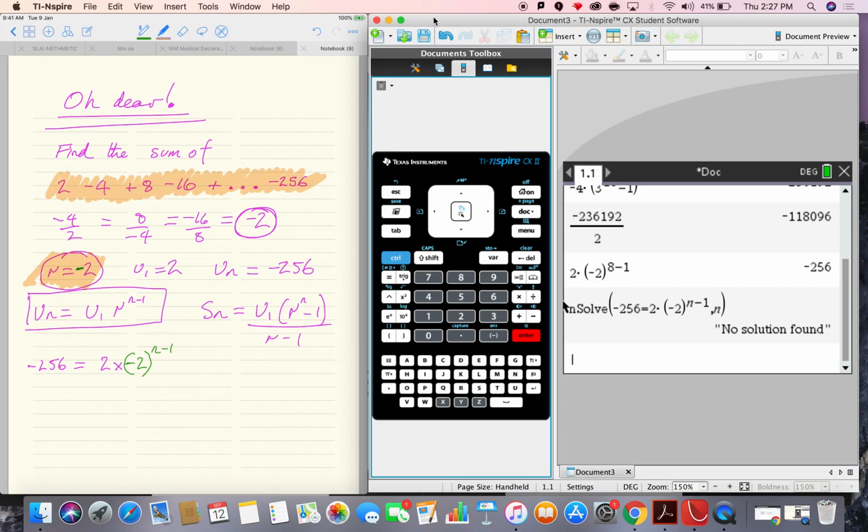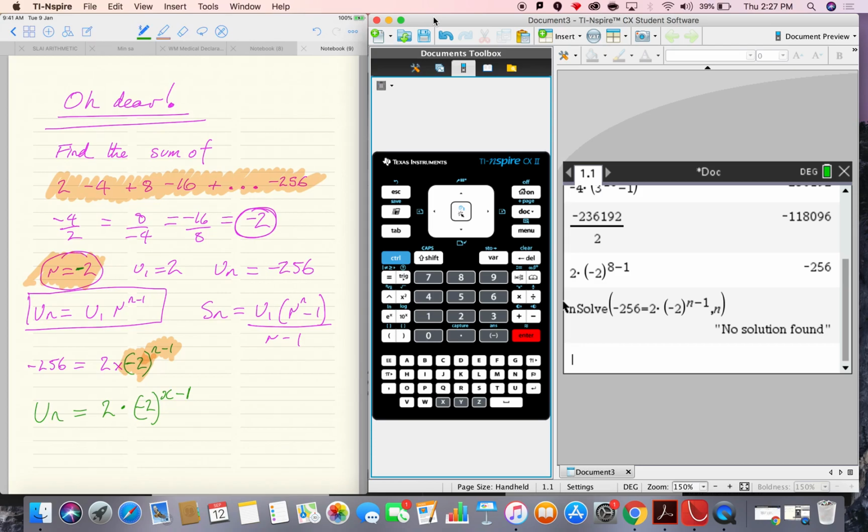But the calculator just doesn't like it. The calculator doesn't like when you're trying to nsolve a negative number with an exponent, and you're trying to solve the exponent. So that's not much good to us, is it? But there is a way around this. Okay, so let me share with you the way around this. So the way around is using the u of n formula again. So u of n is u1 times by r to the n minus 1. And this time I'm going to change the n into an x, and that'll be the clue.